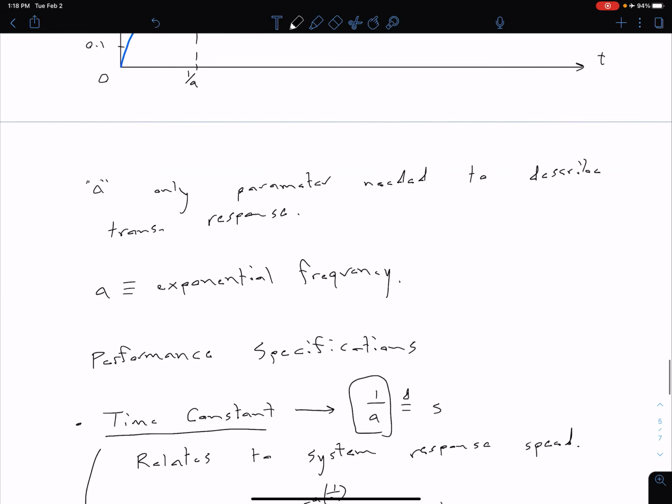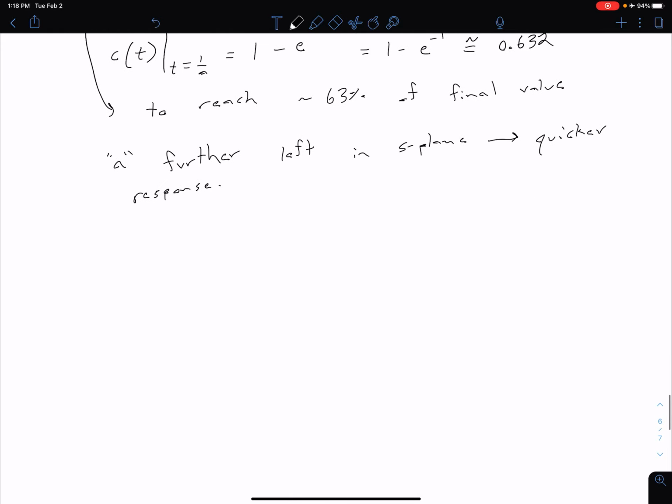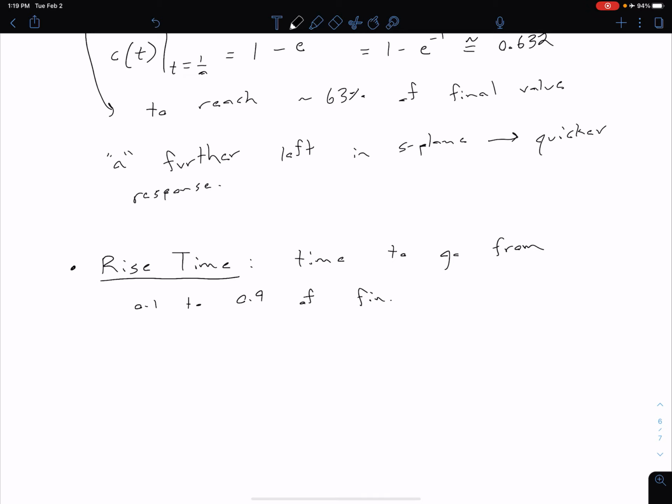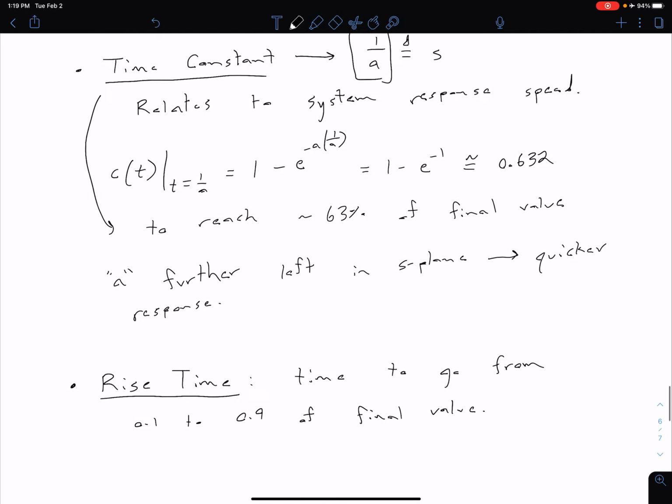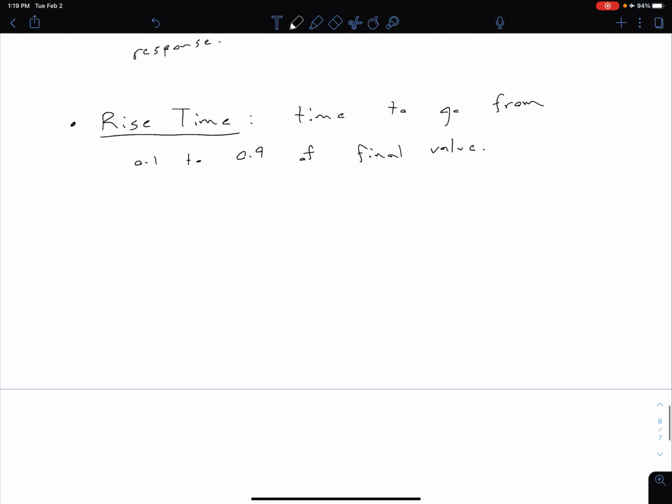Okay, so let's define a couple other important things. The second key metric for specifying performance is something called the rise time. Our rise time is somewhat arbitrarily defined as the time it takes for our signal to go from 10% to 90% of its final value. So that's the time to go from 0.1 to 0.9 of the final value. We're going to do a similar thing as we did with our time constant. We're going to evaluate our c of t at those two points.